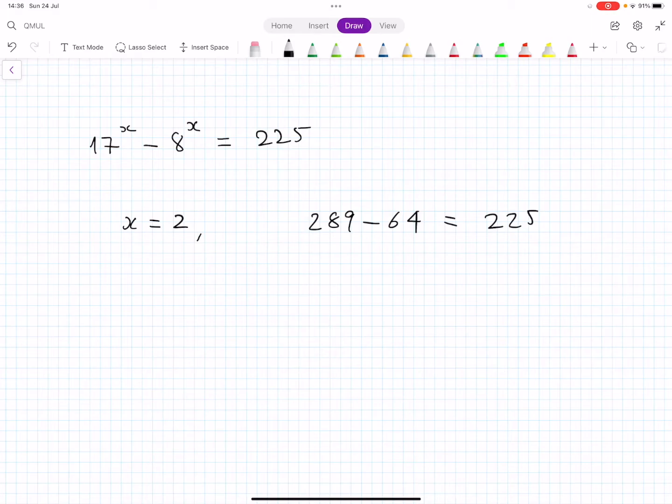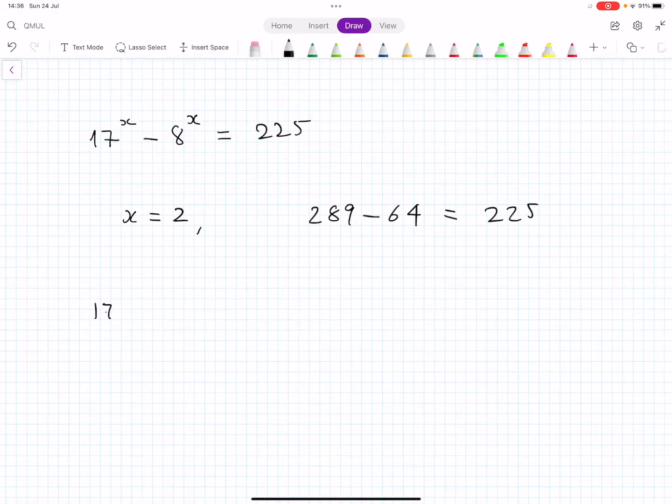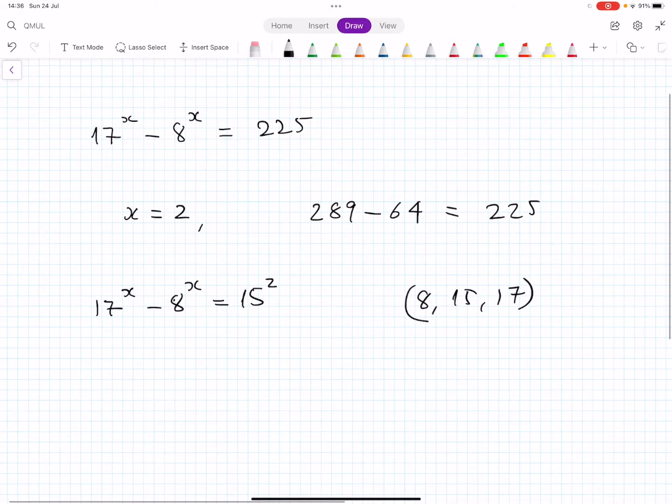It's quite easy to guess if you're familiar with Pythagorean triples. To help you guess, you could write it as 17 to the x minus 8 to the x is equal to 15 squared. And you recognize that 8, 15, and 17 are Pythagorean triples, right? But of course, it's not always very easy to guess. So, especially if you're not familiar with the Pythagorean triples, what do we do then is we find a method.